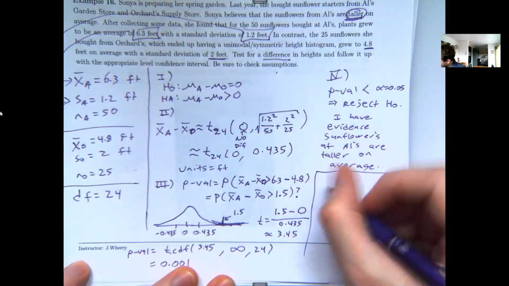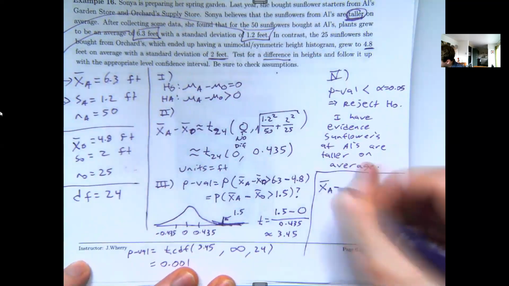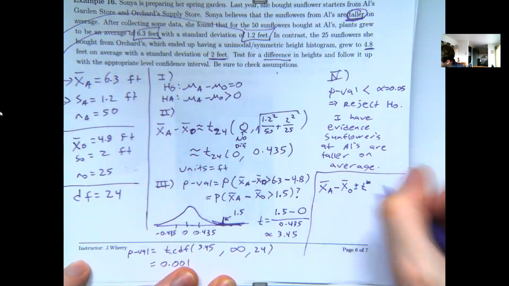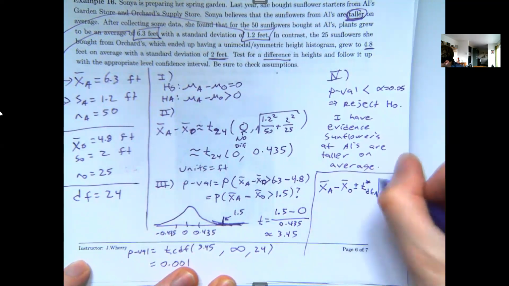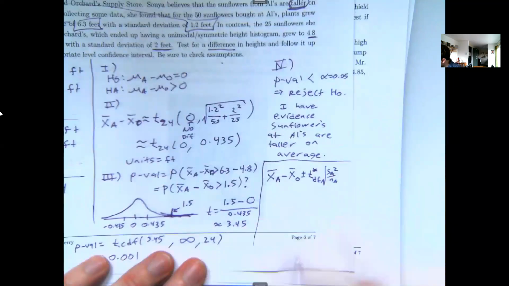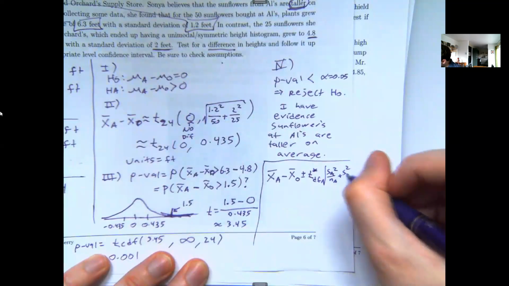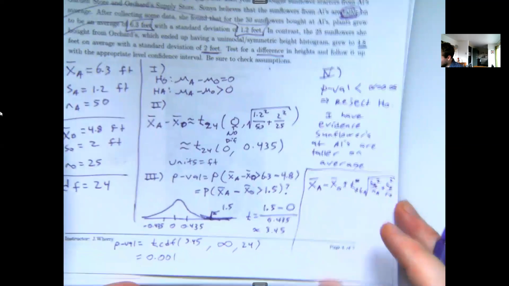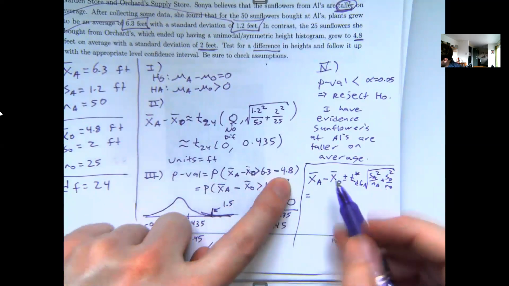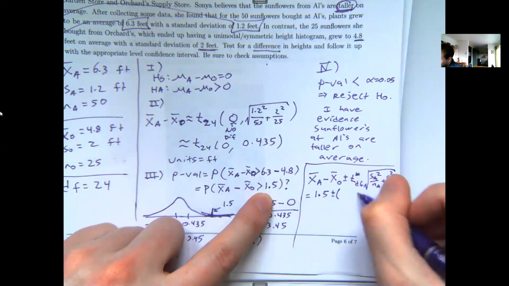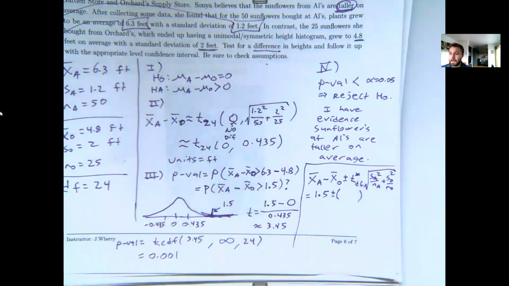So I'm going to take the average for Owls minus the average for Orchards, plus or minus t star with the degrees of freedom, times the square root of the first standard deviation squared plus the second standard deviation squared, over their respective sample sizes. Now I've actually done a fair amount of this problem already. I subtracted the averages, 6.3 and 4.8, and there was a difference in the average of 1.5 or so. I don't know t star, I'll have to come back for that.